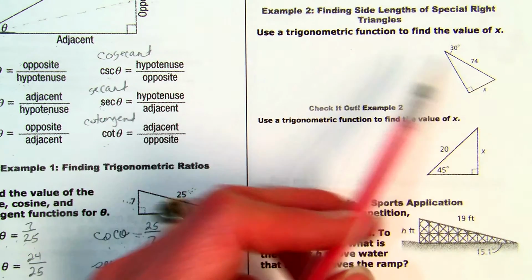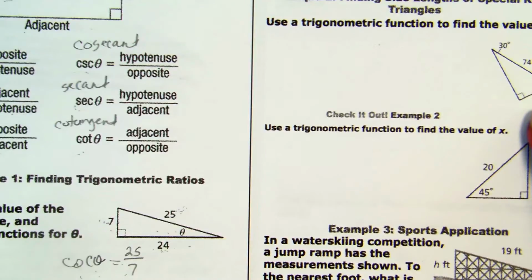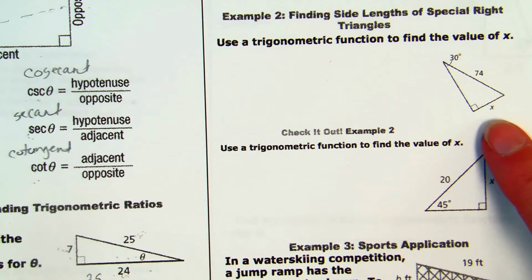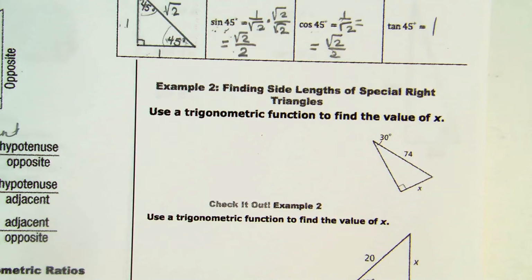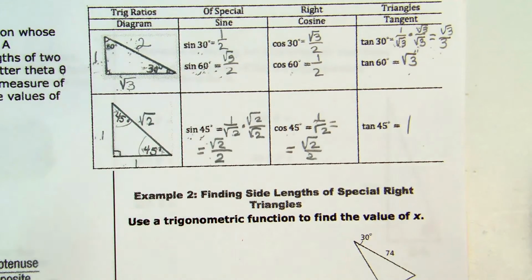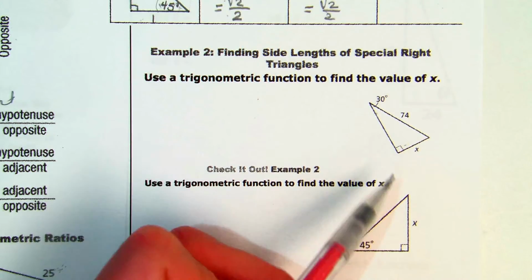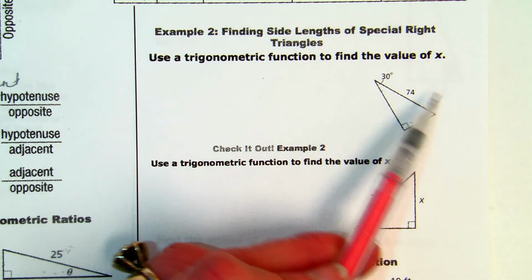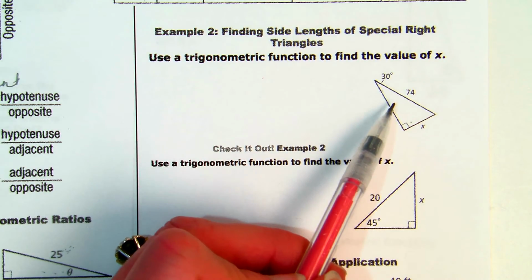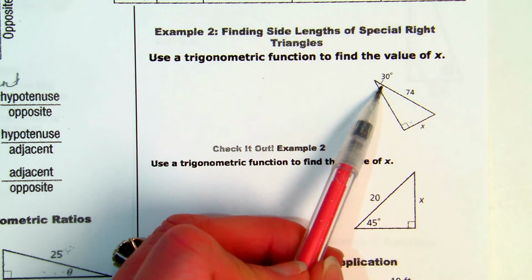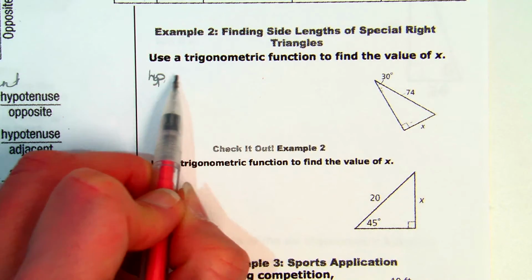All right, on this triangle, I have the degree measure of 30 degrees. My hypotenuse is 74, and my opposite side is x. That's what I'm looking for. So when you're trying to find a certain side length or an angle measure, you got to look at what's going on in that triangle. So I have a 30-degree angle measure, and I have a hypotenuse, and I have the opposite side.